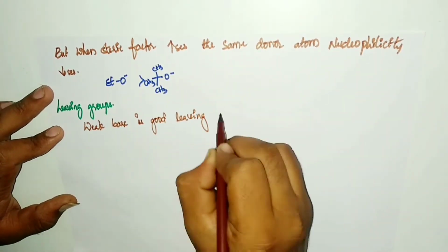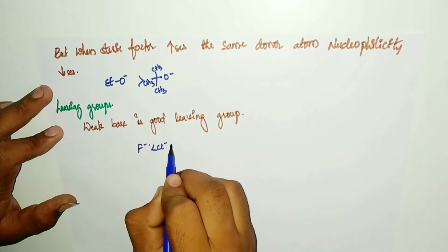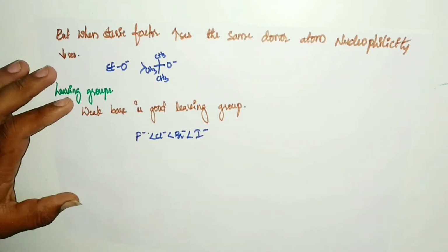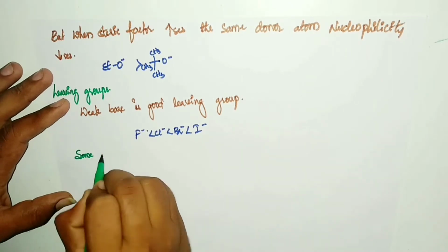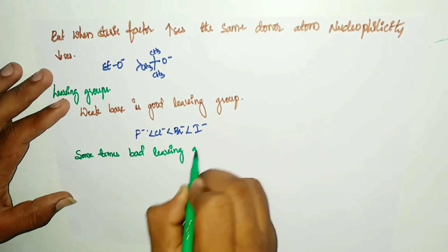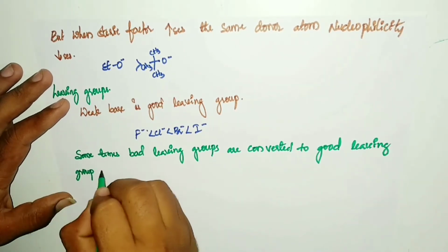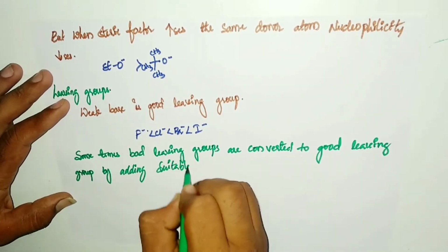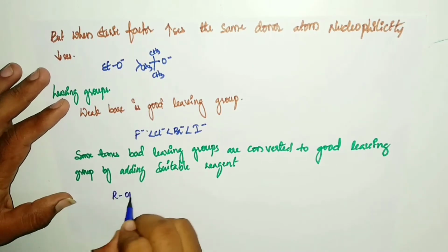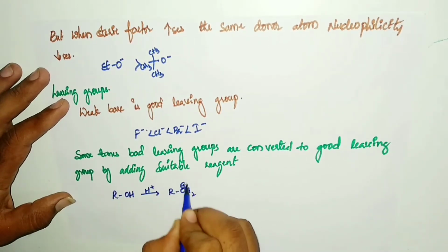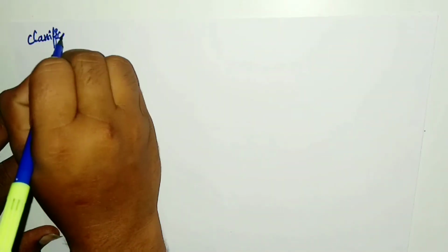And here, leaving groups. A weak base is a good leaving group. If the base is weak, then it will leave very easily. So here some bad leaving groups are converted into good leaving groups by adding some suitable reagents, so we can do the reaction very easily.